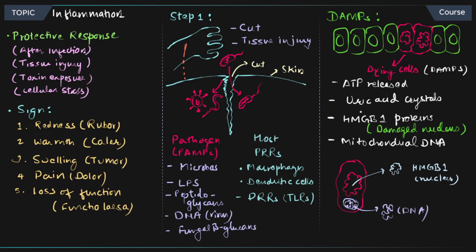You have uric acid crystals. These are the crystals that I'm trying to make. Uric acid crystals are also markers, and they are known as DAMPs, right? And further, you have molecules like ATP. These are the ATP molecules that are coming from the cell.